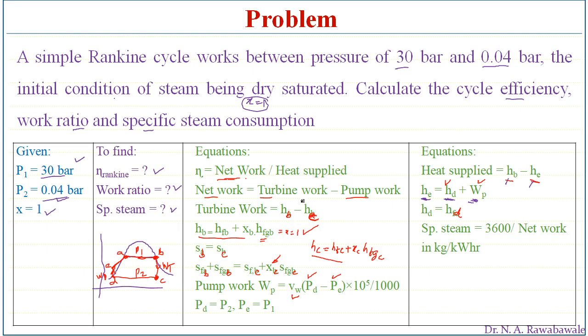Turbine work minus pump work. Pump work is known. Now turbine work we have to find out. So to find out turbine work, HB is known. HC we have to find out. To find out enthalpy at point C, we must know dryness fraction at point C.